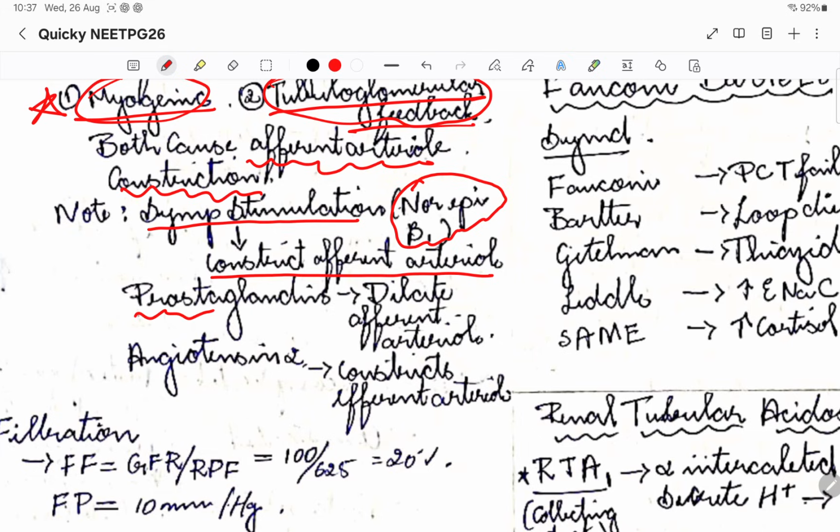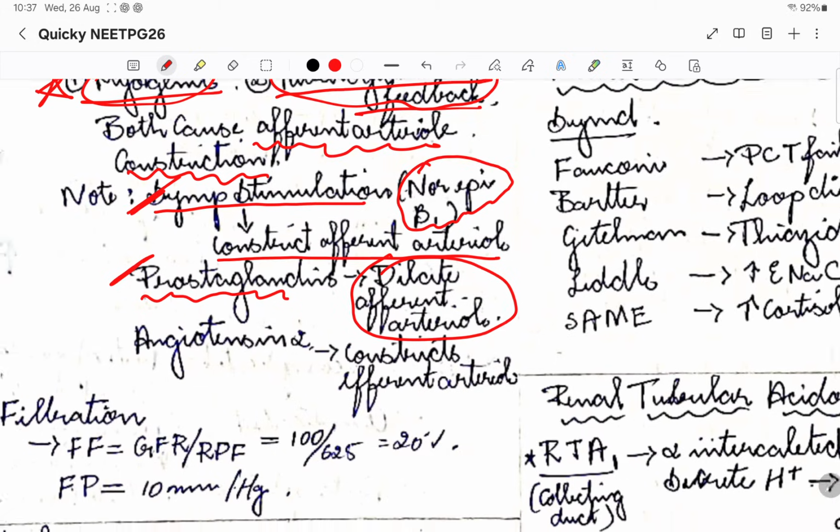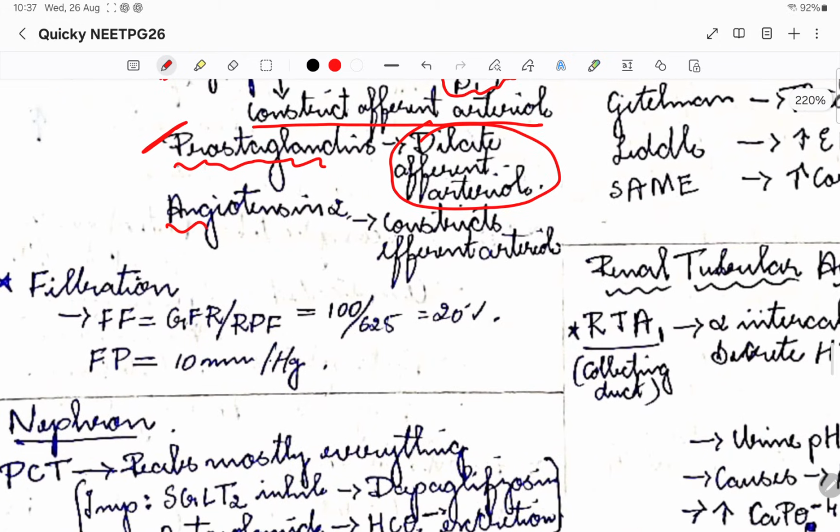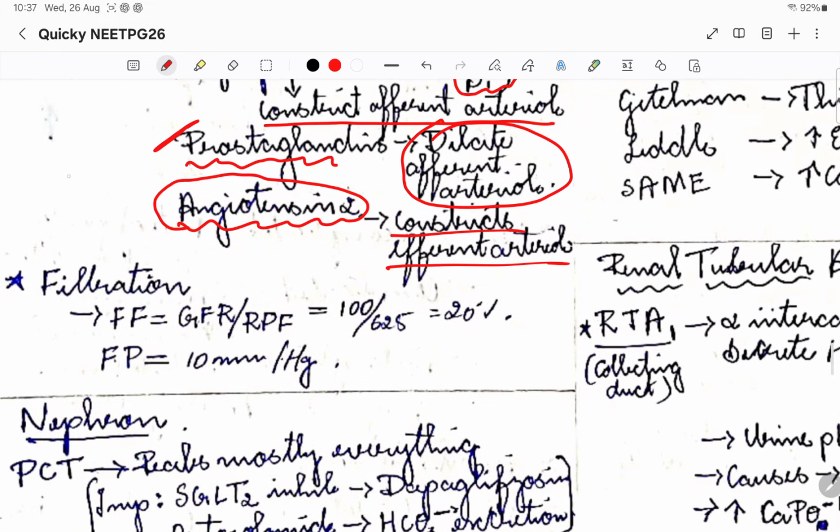Then prostaglandins will dilate the afferent arteriole. Please note that it is the prostaglandin that dilates, whereas sympathetic activation constricts the afferent arteriole. Then angiotensin 2 constricts the efferent arteriole. Suppose this is the glomerulus, this is the Bowman's capsule, this is the afferent arteriole and this is the efferent arteriole. The efferent arteriole is controlled by angiotensin 2.